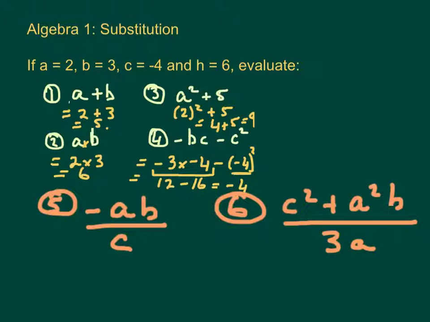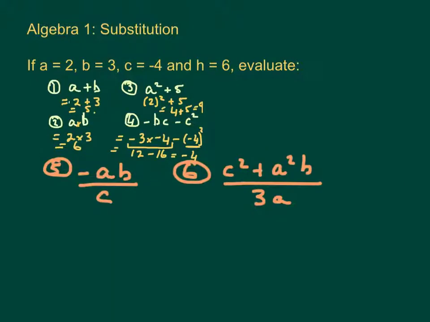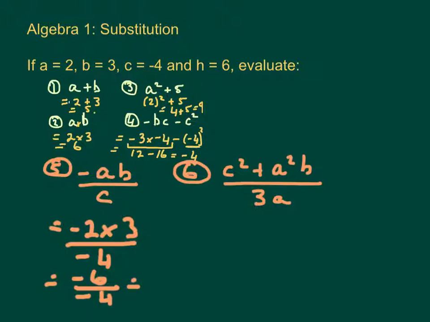Let's have a look at some harder examples maybe. Okay. Right, question 5, let's have a go at it. So we've got A is 2, isn't it? So it's equal to negative 2 times B, which is 3, all over C, which is negative 4. Alright, so what we've got here is a negative times a positive, so 2 times 3 is 6, but it's negative 6 upstairs, and downstairs it's negative 4. And of course that can be simplified.